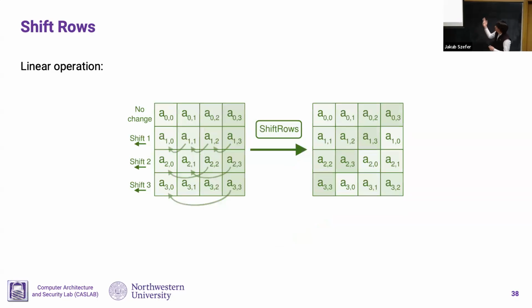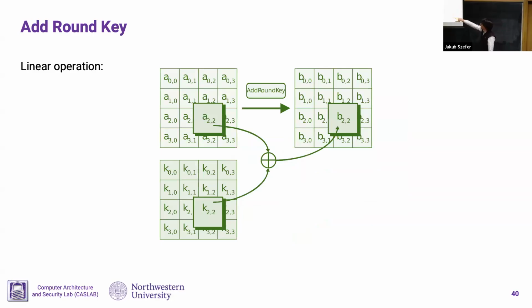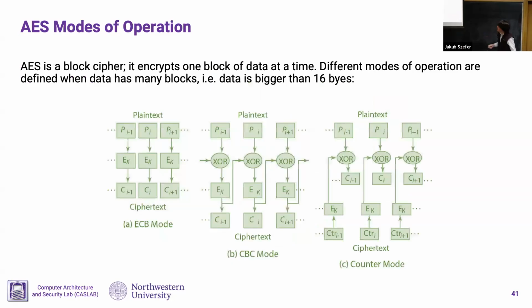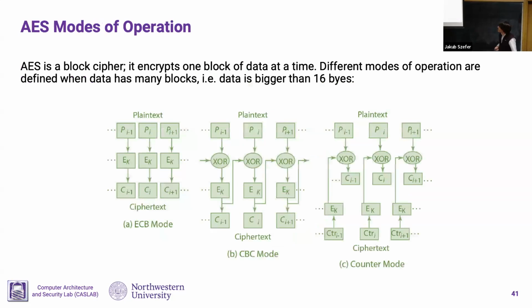And then you do some shift rows, you mix the columns, then you XOR it with the round key, and then you go to the next round. So this is sort of the magic of the cryptographers to come up with this scheme. And then at the end, you have a plain text, you do the 10, 12, or 14 rounds, and you end up with the ciphertext.